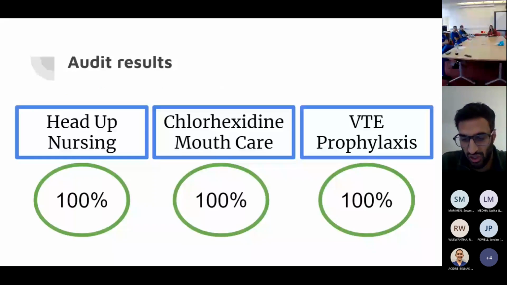Going through our interventions, I found that on all of the days of data that I collected, every single patient was being nursed in the correct position. They all had oral mouth care, and every single patient had appropriate VT prophylaxis. So if they were having an upper GI bleed or coagulopathic, they obviously weren't having it, but anyone that should have been prescribed it was being prescribed it.